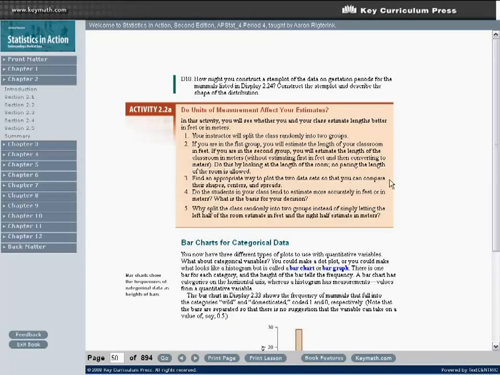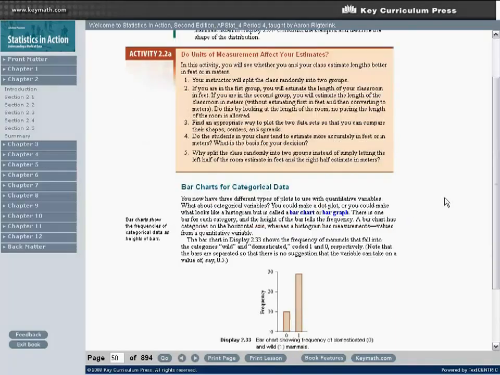This activity, I haven't fully decided if I'm going to do it this year. I didn't do it last year, so you'll find out when you come to class.